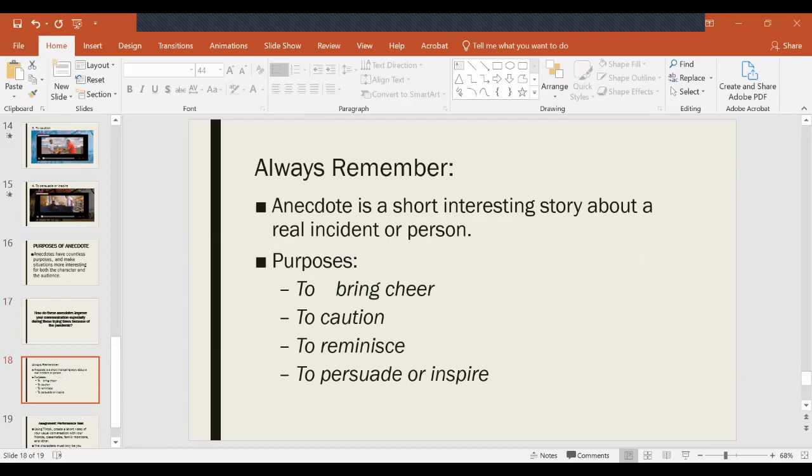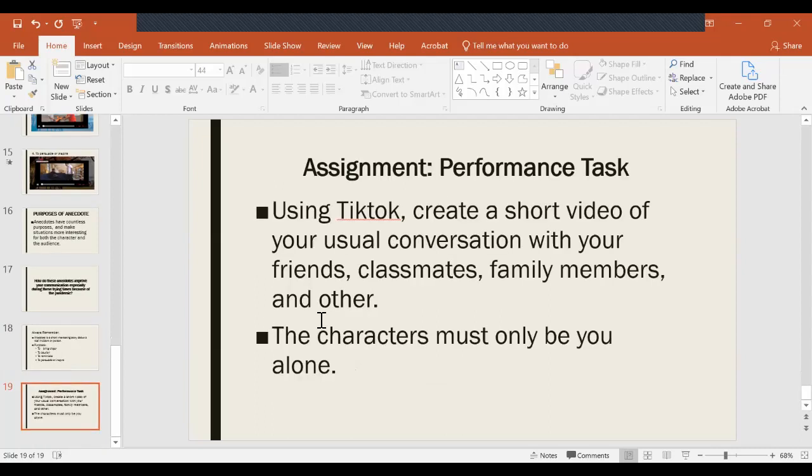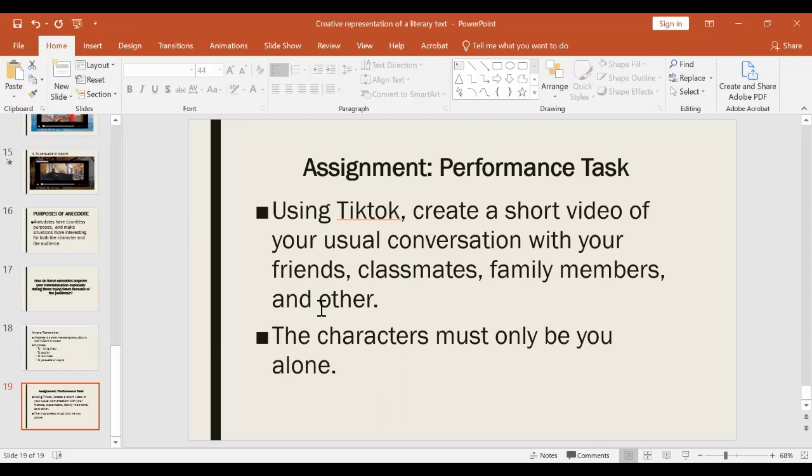Okay, so mag-quiz pa sana tayo pero wala nang time. So for your assignment, paki-picture na lang sa inyong screen for your performance task to be submitted during the weekends. Using TikTok, create a short video of your usual conversation with your friends or classmates or family members or any person that you are talking to or speaking with. And the characters must only be yourself alone. So pag nag-TikTok kayo, di ba may mga napapanood kayong ganyan? So yun yung gagamitin nyo din. But with the use of an anecdote, your personal experience, and that will be submitted on or before 5 p.m. of Monday. Okay? Malinaw ba?